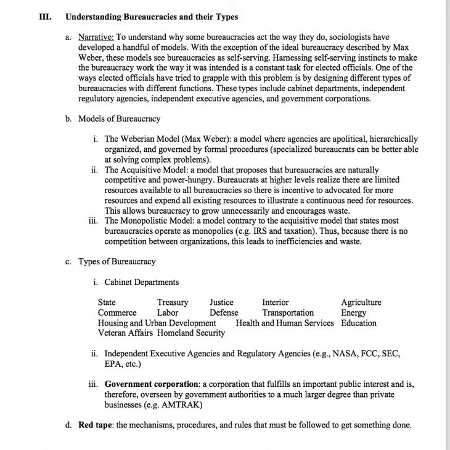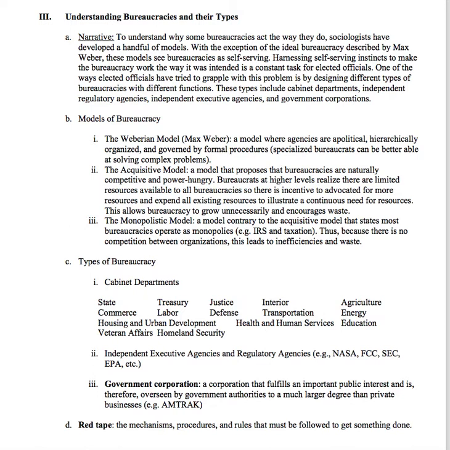So Weber had an ideal bureaucracy, but at the same time we realize there's merit systems and self-serving and special interest and self-interest involved. Harnessing self-serving instincts to make the bureaucracy work the way it was intended is a constant task of elected officials. It's a series of using economic incentives to make people behave. One of the ways elected officials have tried to grapple with this problem is by designing different types of bureaucracies with different functions.